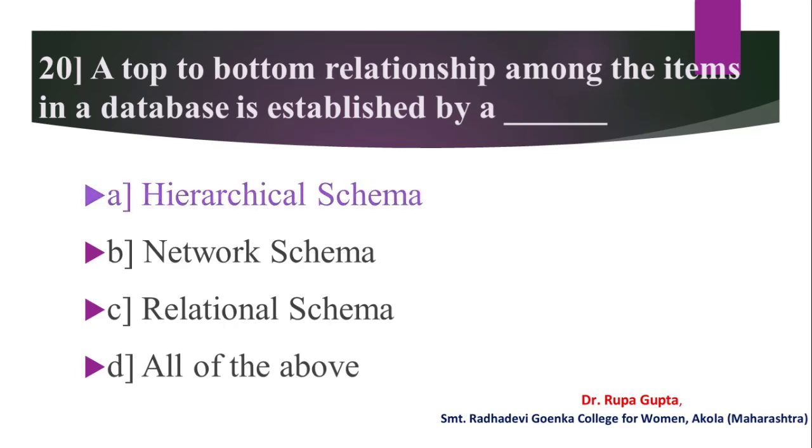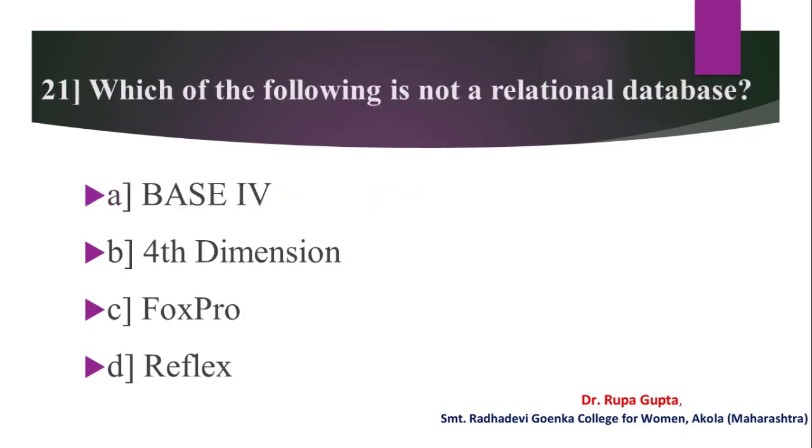Hierarchical schema. Question number 21. Which of the following is not a relational database? Option A. Base 4. Option B. Fourth dimension. Option C. Foxflow. Option D. Reflex. And the correct answer is D. Reflex.